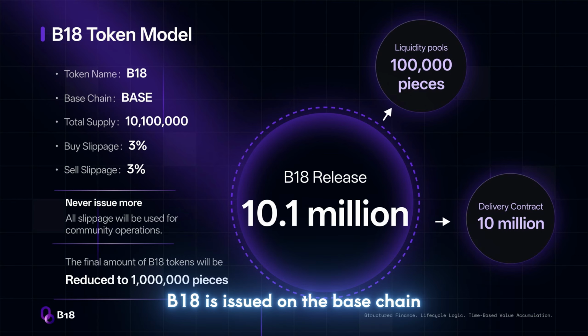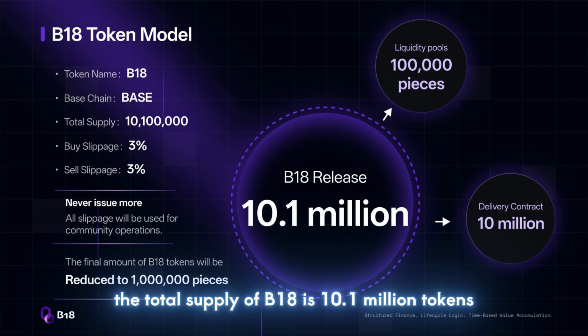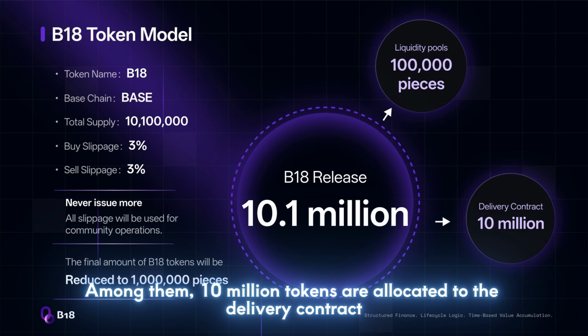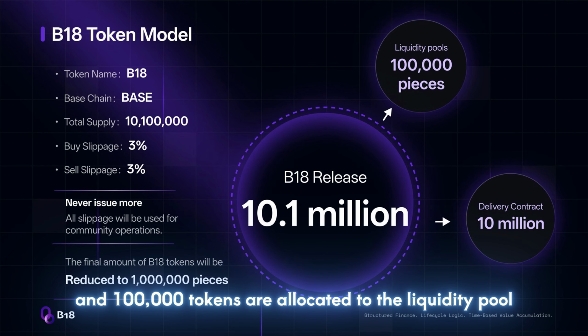B18 is issued on the base chain. The total supply of B18 is 10,100,000 tokens. Among them, 10 million tokens are allocated to the delivery contract, and 100,000 tokens are allocated to the liquidity pool.